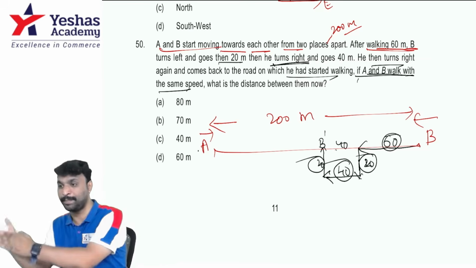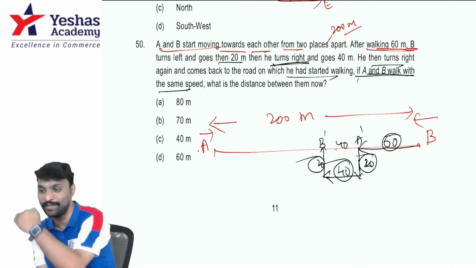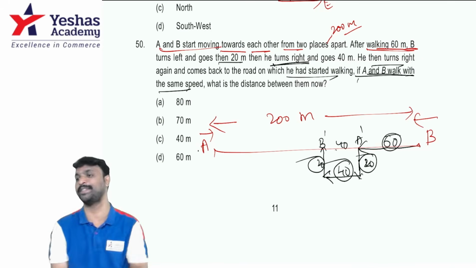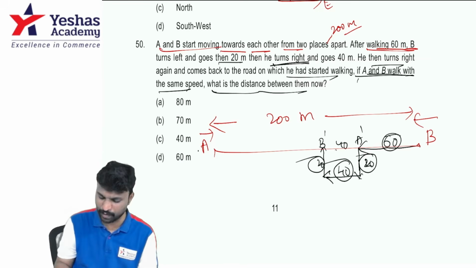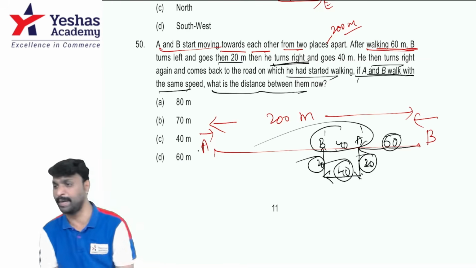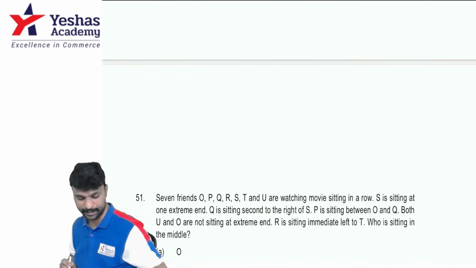A has to surpass B dash. So that means A has to come over here because A has to travel 140 meters, because B also has traveled 140 meters. The question is, what is the distance between them now? That means the final distance between A dash and B dash is 40 meters. So option C is the right answer.